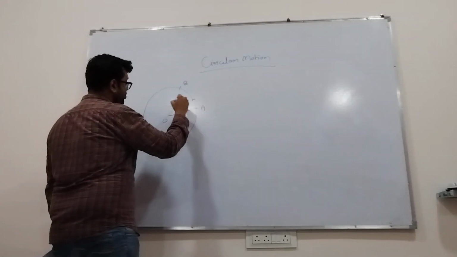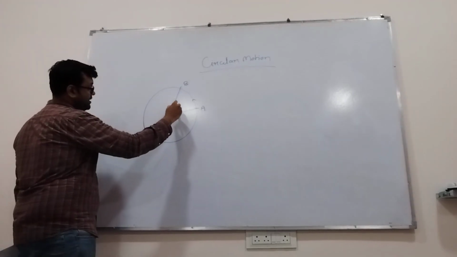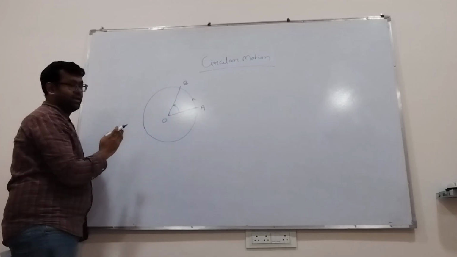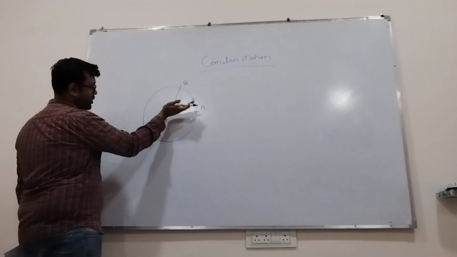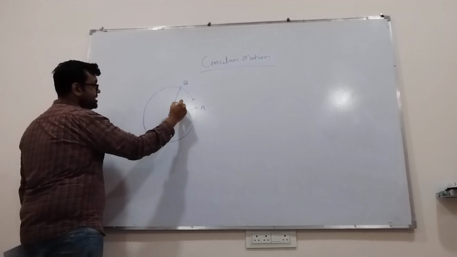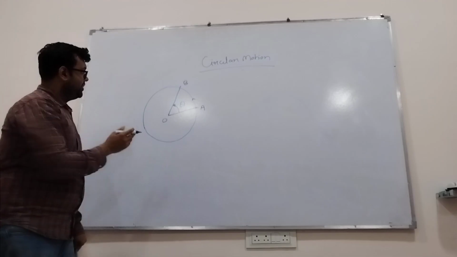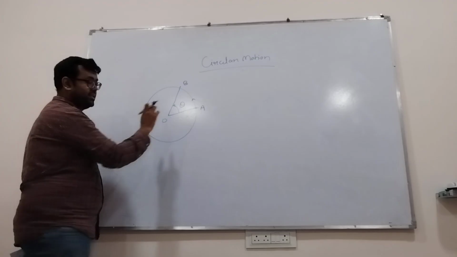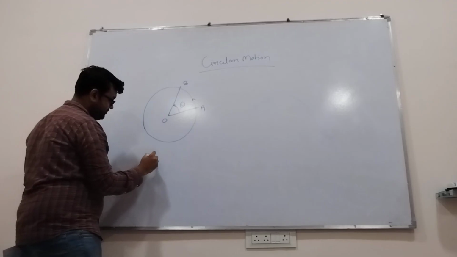So in moving from A to B, let me join these two points first, OA and OB. You can see here the lines OA and OB are making some angle, right? So when this particle moves from A to B, it has been displaced by making some angle, meaning it has the angular displacement of angle theta. This new term is nothing but the angular displacement theta.